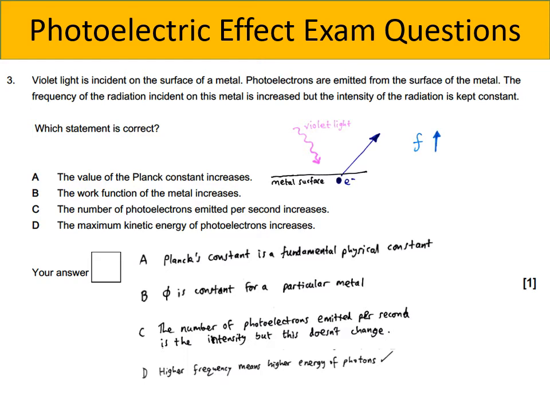The higher frequency means higher energy of the photons. That's the key thing, because the energy is directly proportional to the frequency. So the answer is D.